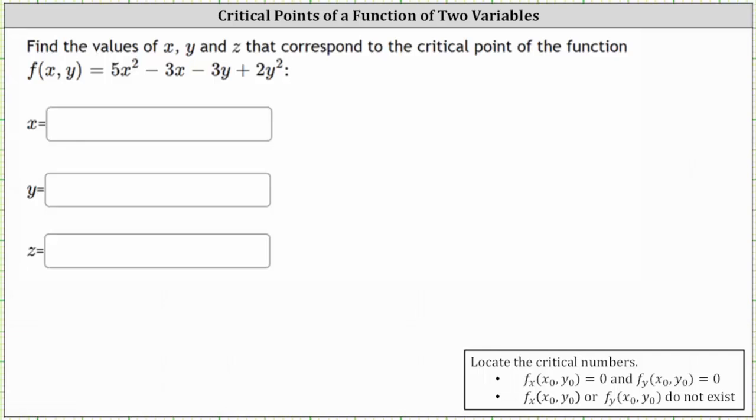For us to find the values of x, y, and z that correspond to the critical point of the function f of x comma y equals 5x squared minus 3x minus 3y plus 2y squared. To find a critical point, we first find the critical numbers, which are the x and y values where both first-order partial derivatives are equal to 0 or do not exist.